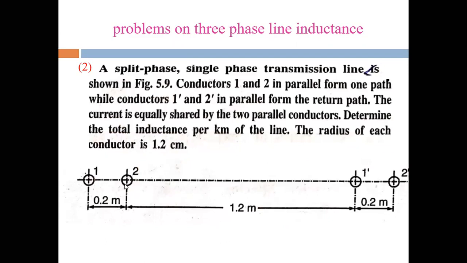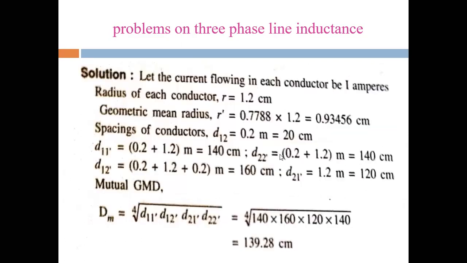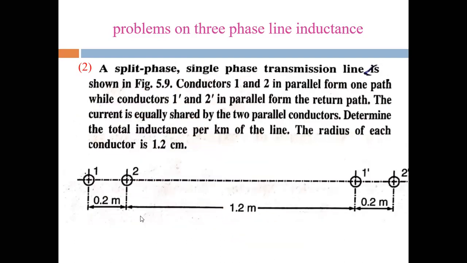Next we calculate the distance between 2 and 2 dash. The distance from 2 to 1 dash is 1.2 and from 1 dash to 2 dash is 0.2. Therefore D22 dash is equal to 1.2 plus 0.2, which is also 140 centimeters.